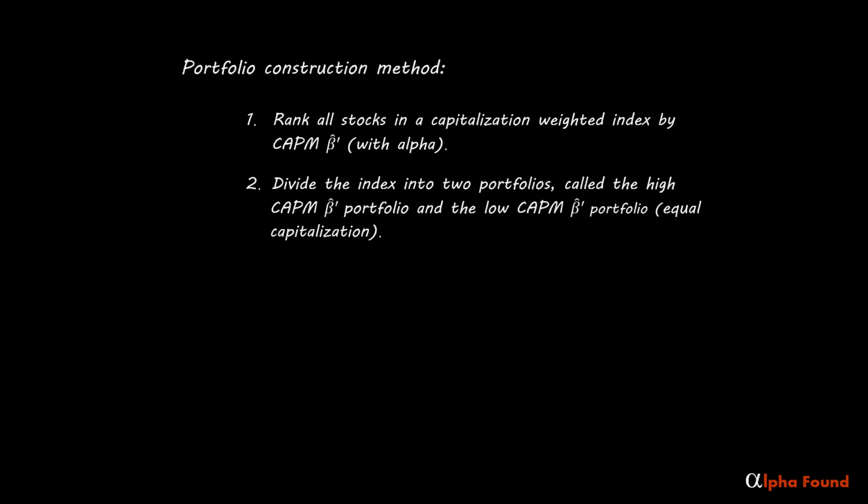The index is divided into two portfolios, each with 50% of the market capitalization, one called the high CAPM beta portfolio and the other one called the low CAPM beta portfolio. The two portfolios are mutually exclusive and exhaustive of the index. Portfolio weights are rebalanced each time period.